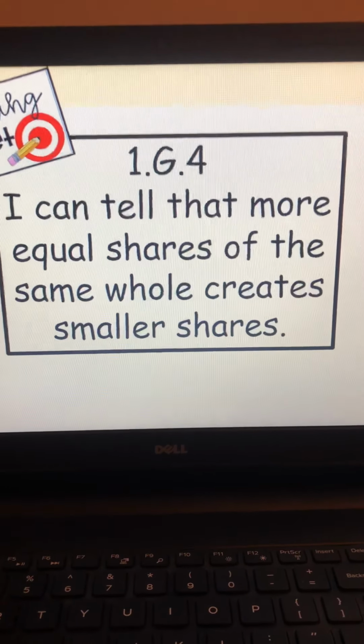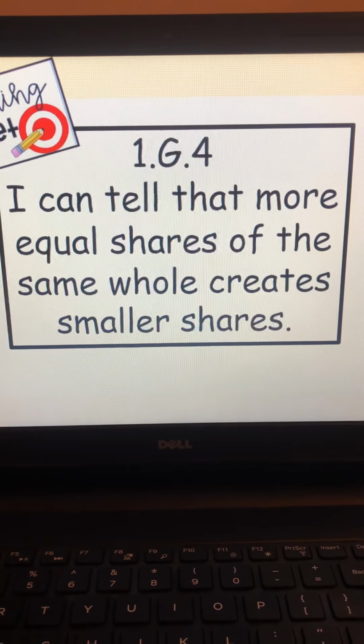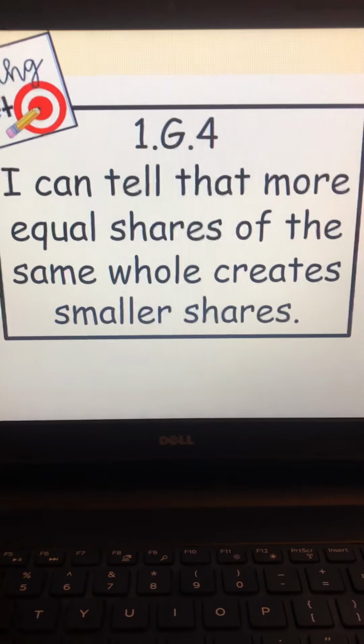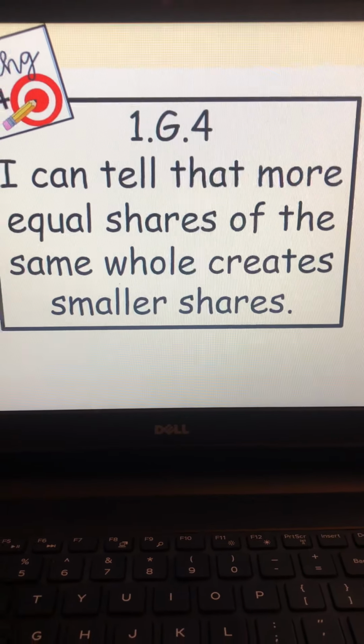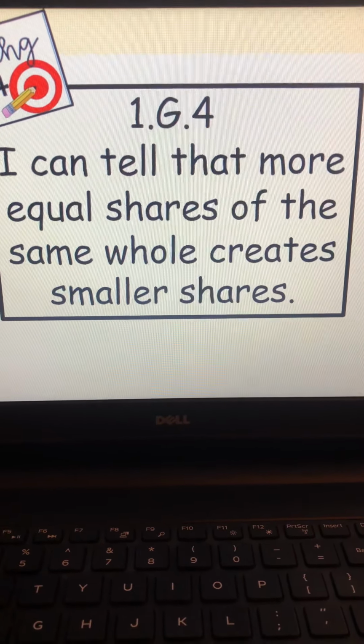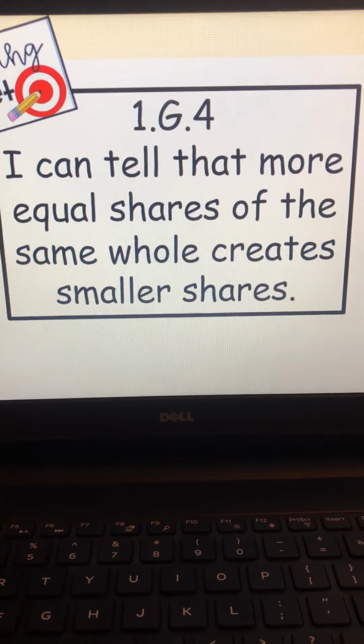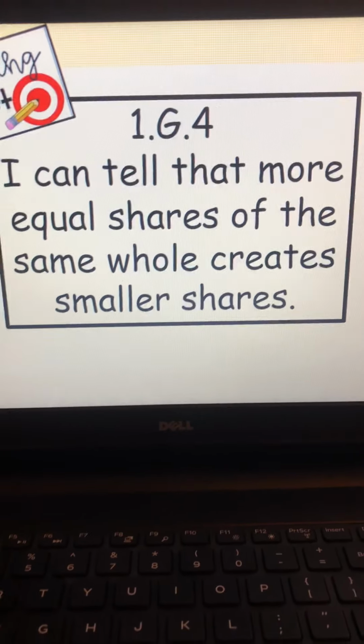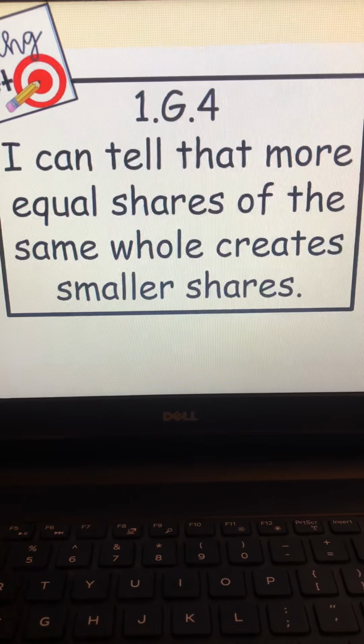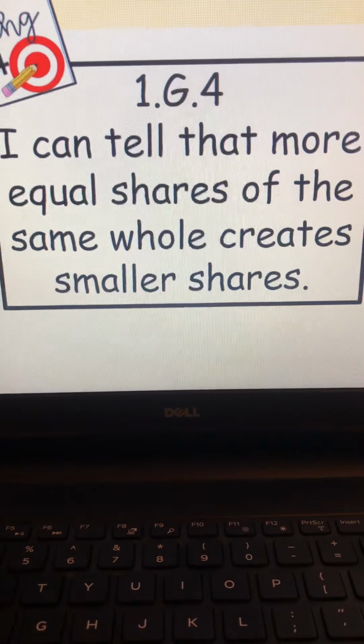The last couple lessons we've been learning about fractions, and our goal for today is I can tell that more equal shares of the same whole create smaller shares. Now that's a lot of words and that's kind of confusing sounding. I don't think you'll find this too hard. We'll talk about what this means in just a second.